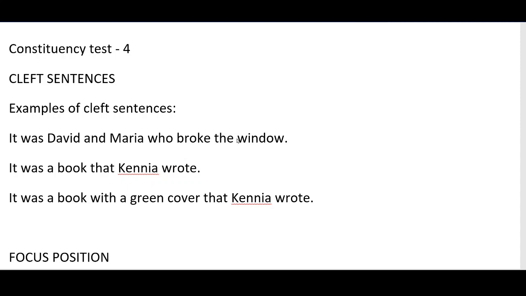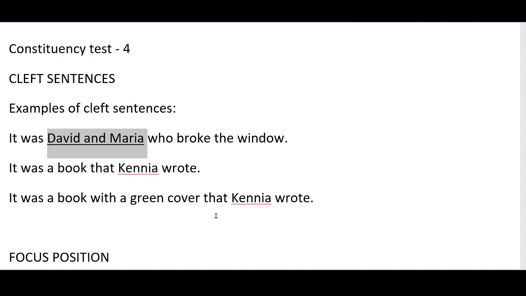Okay, guys, so this is going to be another constituency test. It's the fourth one. And the way to do this constituency test is with cleft sentences. So, for example, it was David and Maria who broke the window. Okay. Now, this position here, David and Maria, that's called the focus position. Okay. And the thing that occupies the focus position is going to be a constituent.